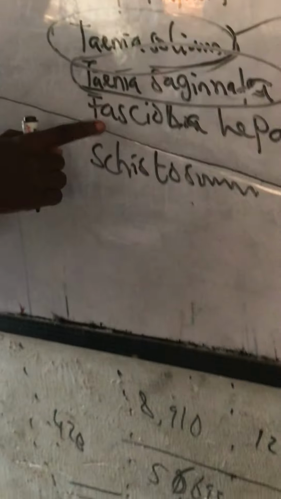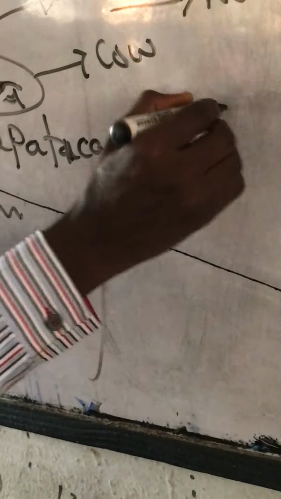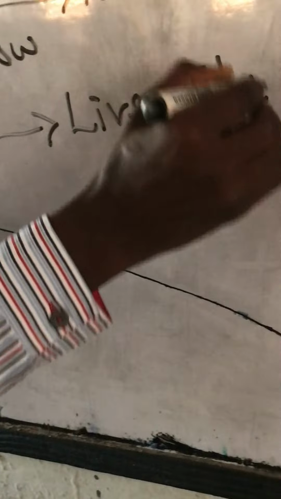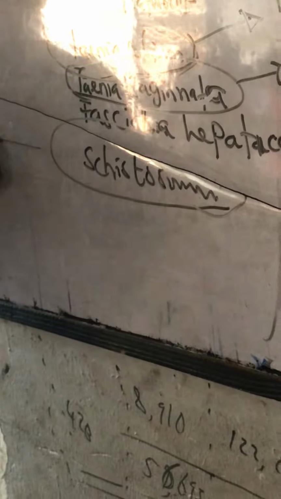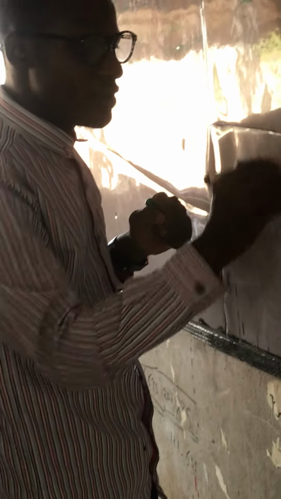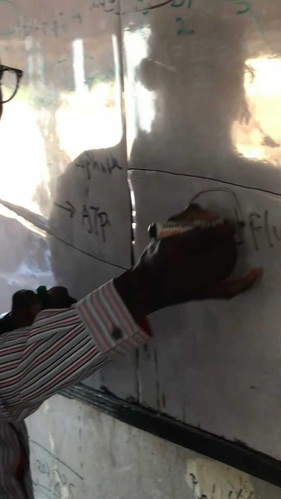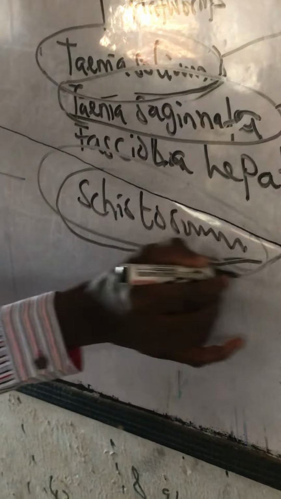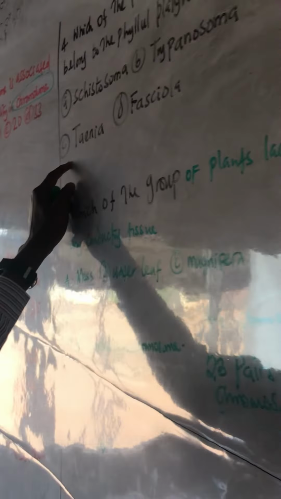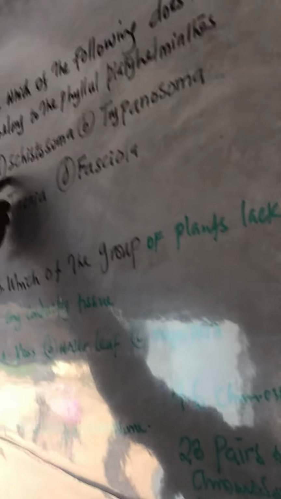Now we have the Fasciola hepatica. What is being referred to as the Fasciola hepatica? That is what we call the liver fluke. While the Schistosoma is what we refer to as the blood fluke. That's why you will find that when some people are passing out their stool, there is the presence of blood. Those people have been infected with what we call the Schistosoma. If you look carefully from the explanation, we have Taenia, we have Fasciola hepatica, we have Schistosoma.